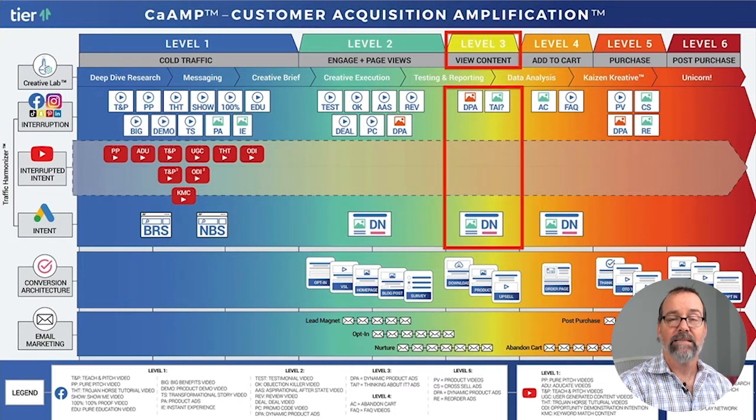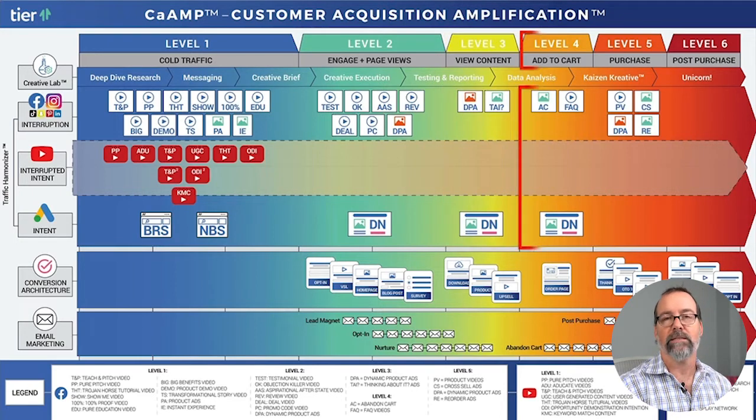Level 3, these are even more different. We might have different types of assets based upon specific products that they've selected. Dynamic product ads, for example, are very effective at level 3 traffic, which we use almost exclusively on level 3 traffic, especially for e-commerce advertisers and e-commerce businesses inside Facebook and Instagram. Just one of the assets that we deploy inside level 3.